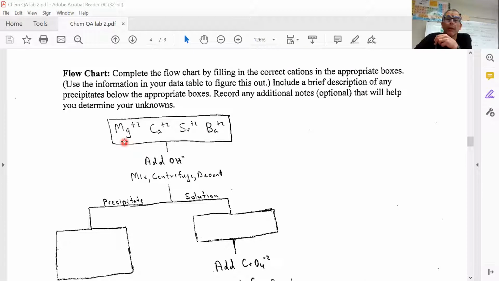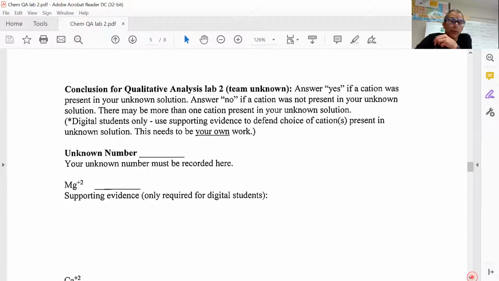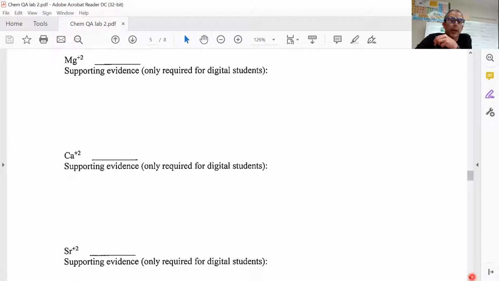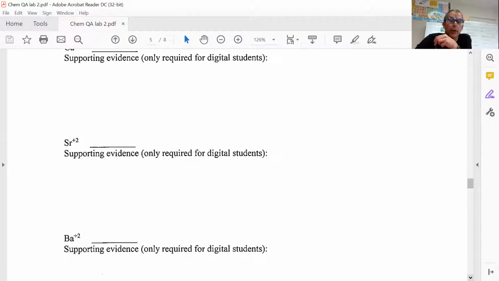Actually, it could be one of these ions or two of these ions or three of these ions or all four of these ions. And what you're going to do for your response on either page 5 or 6 is put unknown letter or unknown number E, which is actually a letter. And then for magnesium, you're going to write yes or no. For calcium, you're going to write yes or no. For strontium, you're going to write yes or no. And for barium, you're going to write yes or no.